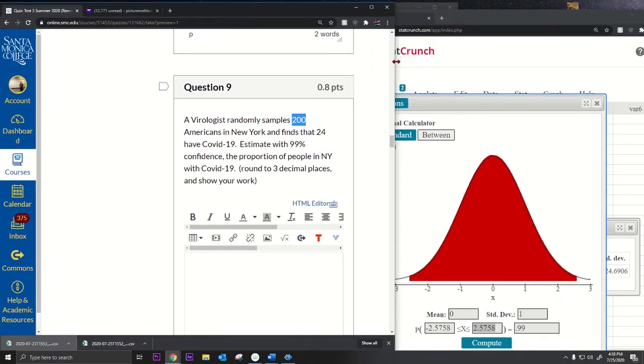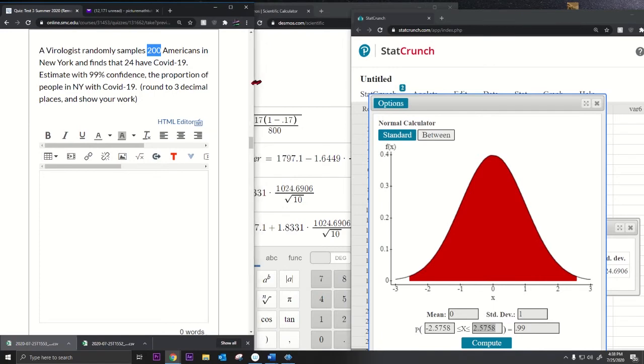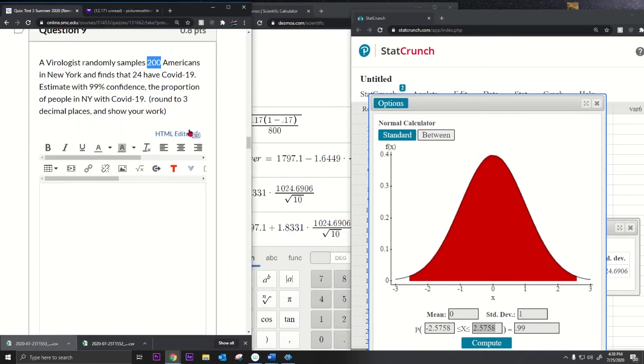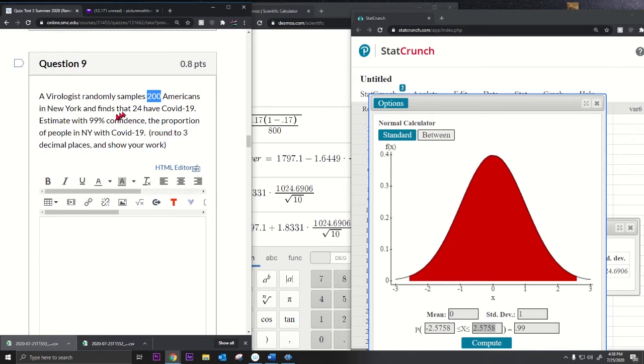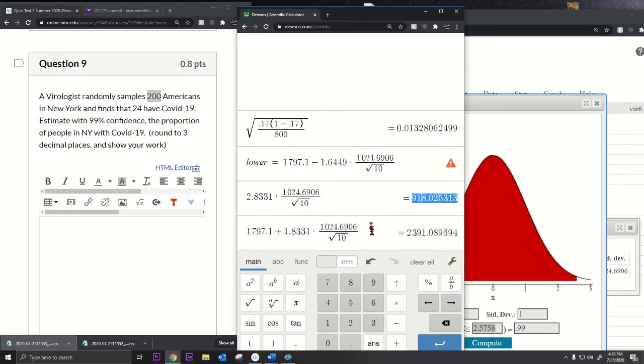Let me see, can I move this over? Yes, I think I can. Give myself some room. Alright. Now what's going on? You have the p hat. This is a job for Desmos.